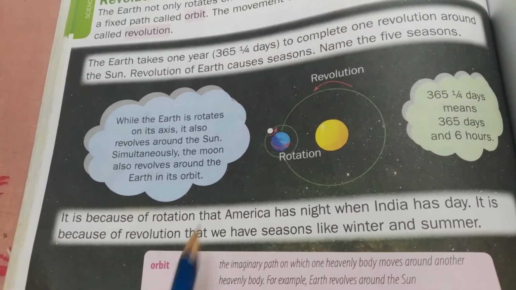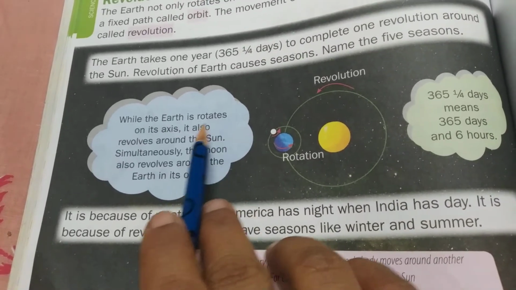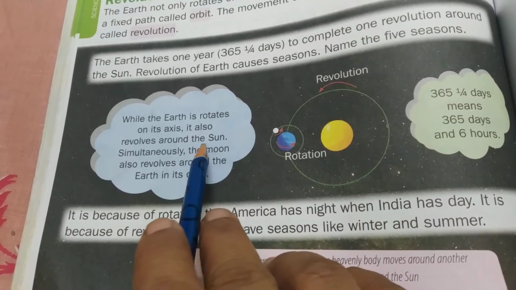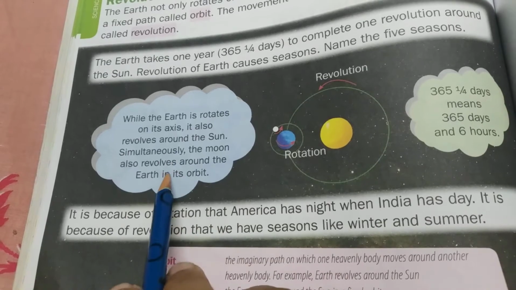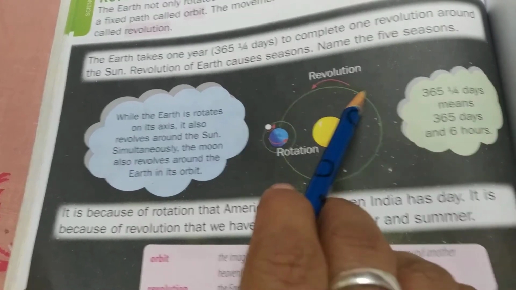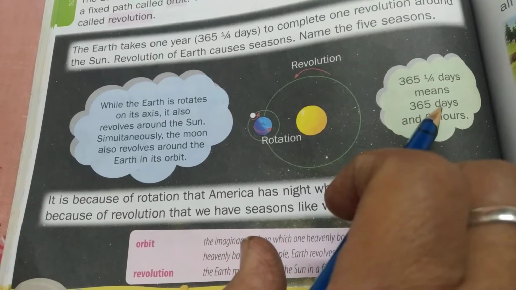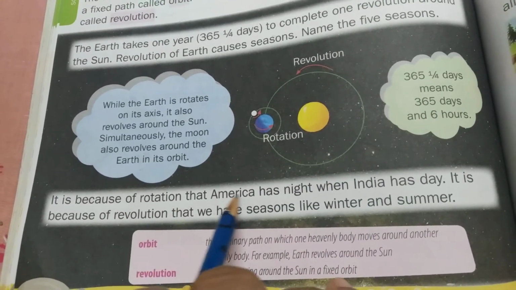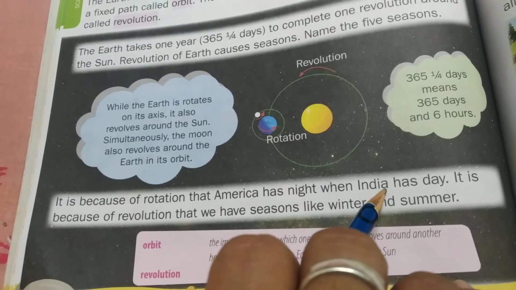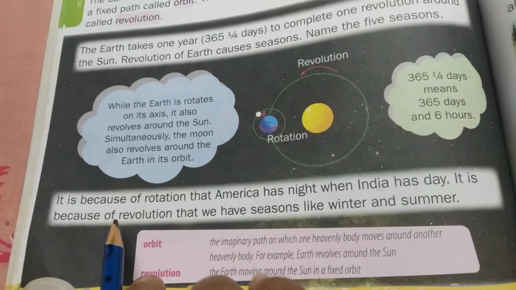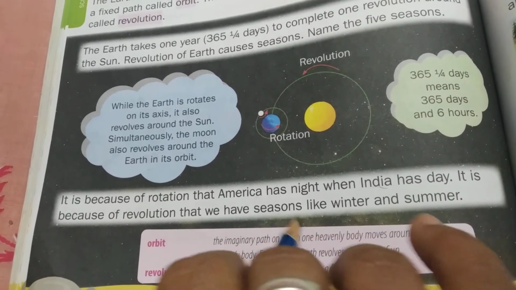Next, while the earth rotates on its axis, it also revolves around the sun. Simultaneously, the moon also revolves around the earth in its orbit. See here, children. So 365 means 365 days and 6 hours. It is because of rotation that America has night when India has day. It is because of revolution that we have seasons like winter and summer.